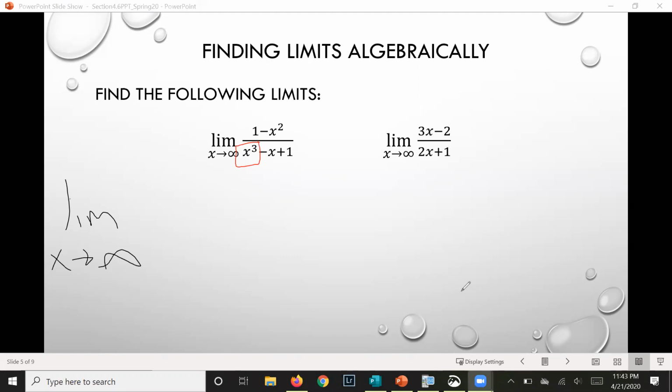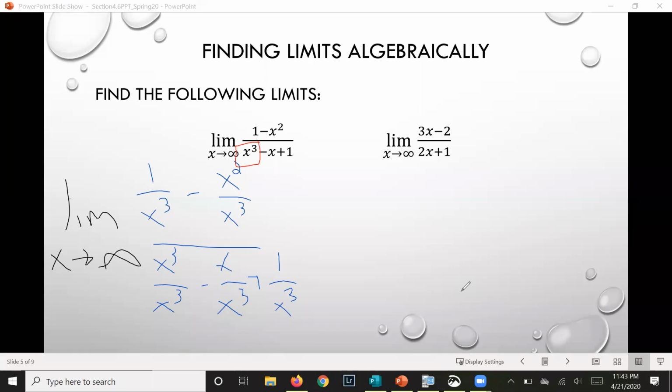So on the top, I'm going to do 1 over x cubed minus x squared over x cubed, and then x cubed over x cubed minus x over x cubed plus 1 over x cubed. Okay? Now that's legal because I did it to everything, so it doesn't change the value of the expression here.